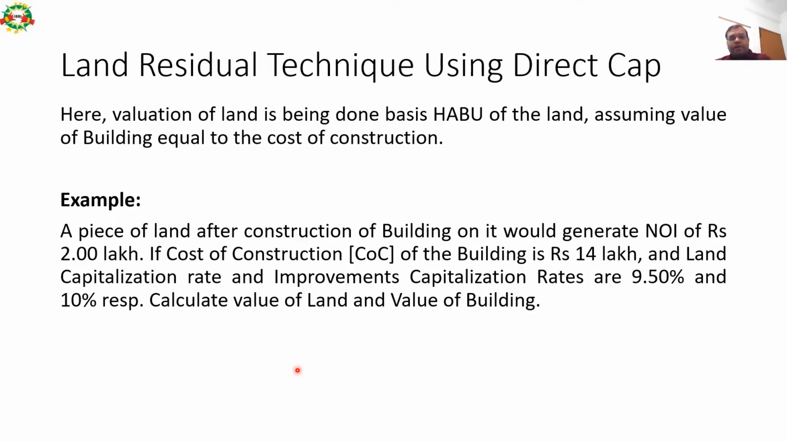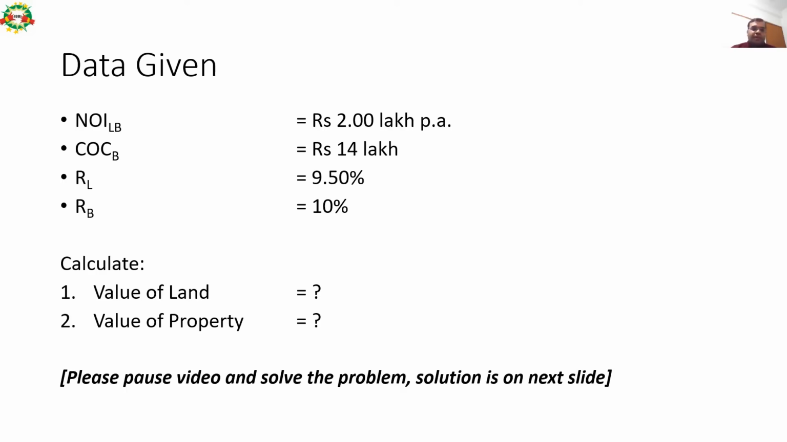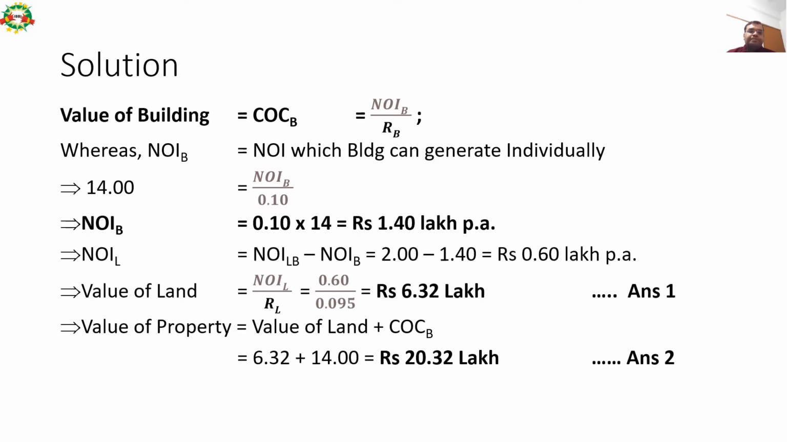So here we have been given data. NOI, the net operating income of the building, cost of construction of building is given, and capitalization rates for land and building are given. So the data given is NOI, COC of building, capitalization rate for land and capitalization rate for building, and we have to calculate the value of land and value of property. Please pause this slide here and try to solve it on your own. Solution is there. Next slide.